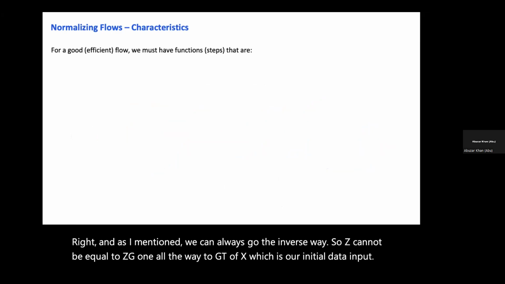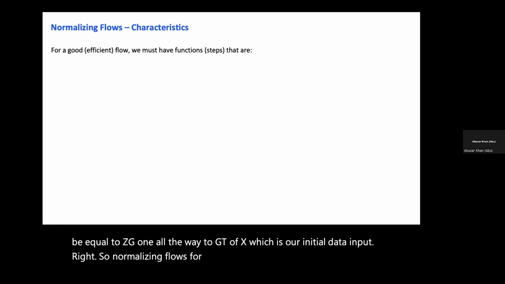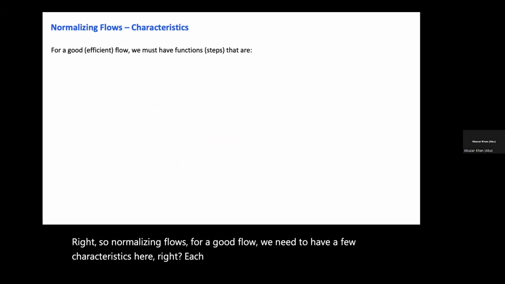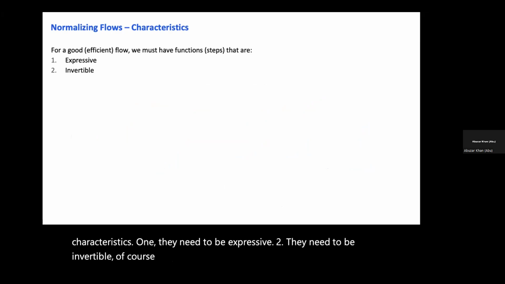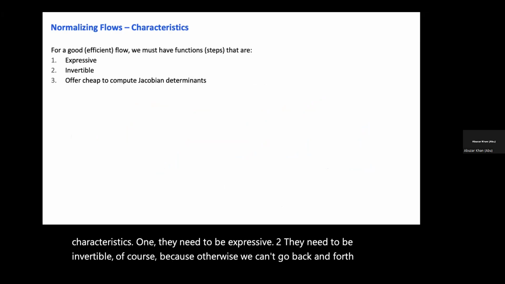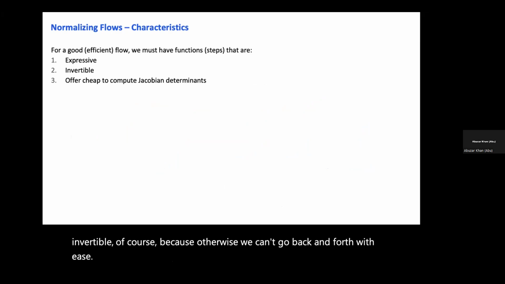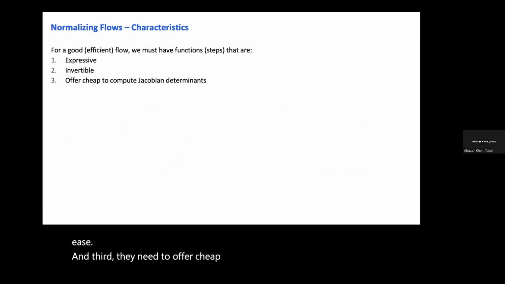Right. So normalizing flows, for a good flow, we need to have a few characteristics here, right? Each of the functions needs to have these characteristics. One, they need to be expressive. Two, they need to be invertible, of course, because otherwise we can't go back and forth with ease. And third, they need to offer cheap to compute Jacobians, right?